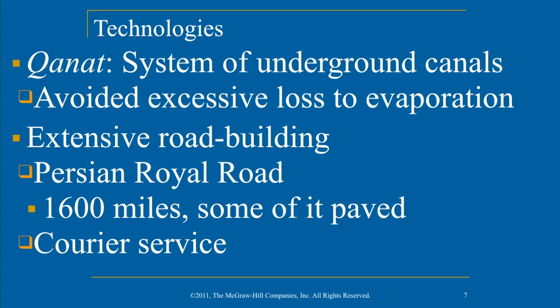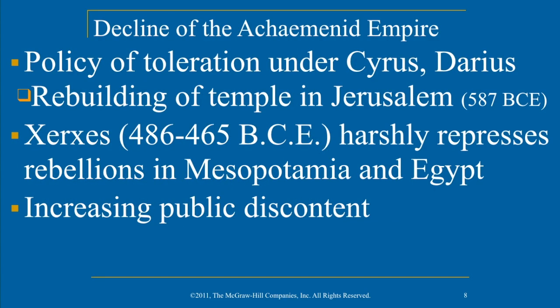The Persian Royal Road was 1,600 miles. Some of it was paved. This courier service, like I talked about a little before, was a huge innovation. And even today, the United States Postal Service uses a similar kind of motto that the couriers of the ancient Achaemenid Empire did: neither snow nor rain nor gloom of night will keep the courier from his message being delivered. It's something along those lines. You can read it in your book.